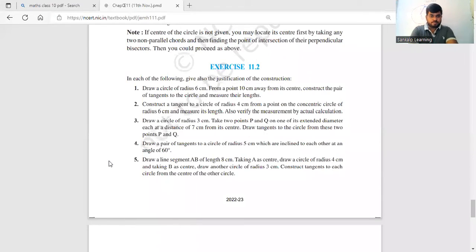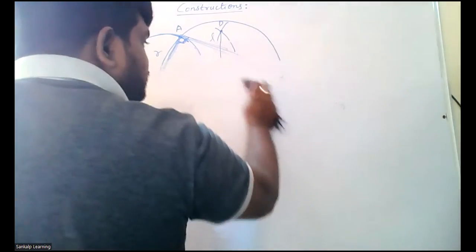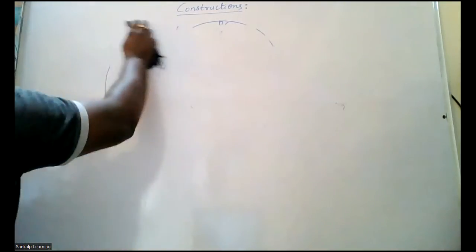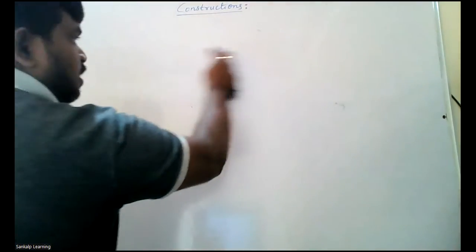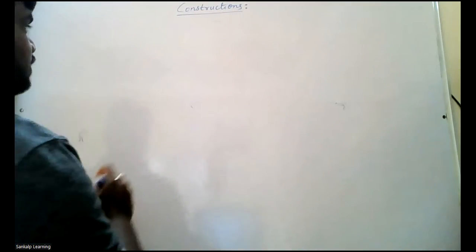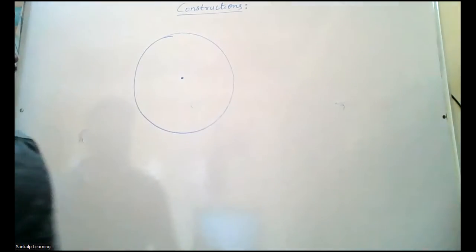The fourth question, draw a pair of tangents. This question is very, very important compared to all other questions. Draw a pair of tangents to a circle of radius 5 centimeter, which are inclined to each other at an angle of 60 degrees. So we have to draw a circle of radius 5 centimeter and we have to draw two tangents to that circle in such a way that the angle between the tangents is 60 degrees.